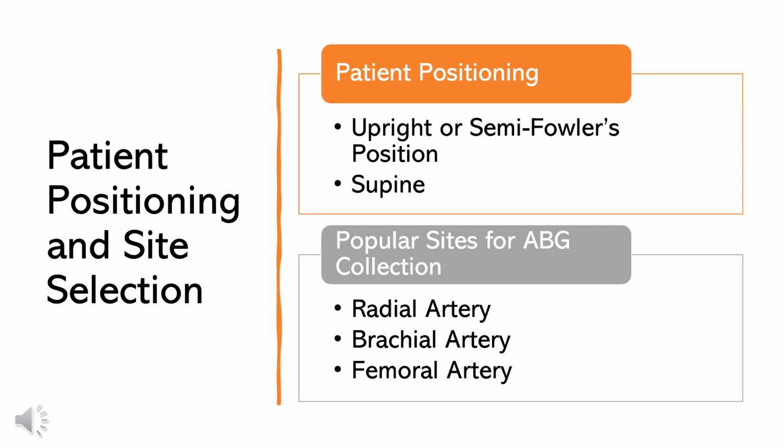Verification steps before the puncture include, once again, making sure that Allen's test has been performed and is adequate for a radial site. And then we need to support the healthcare provider in assessing pulse strength and regularity at the selected site. A weak or irregular pulse may necessitate a change in site. We also need to offer assistance to the healthcare provider in inspecting the skin for any signs of infection or bruising that could contraindicate the site.